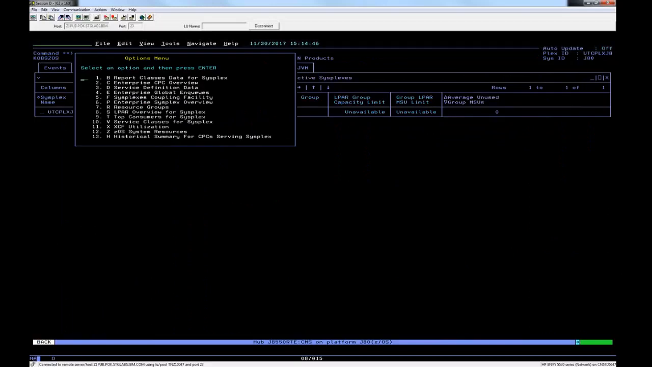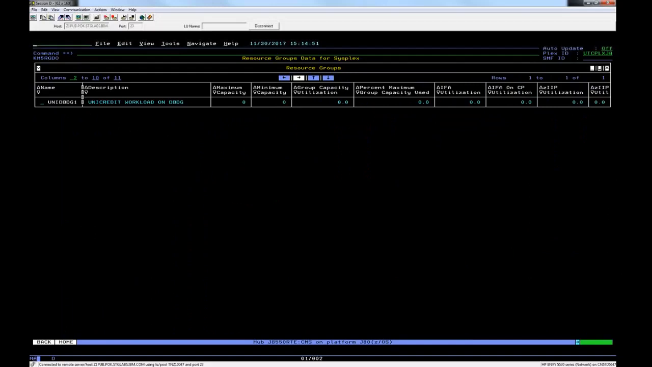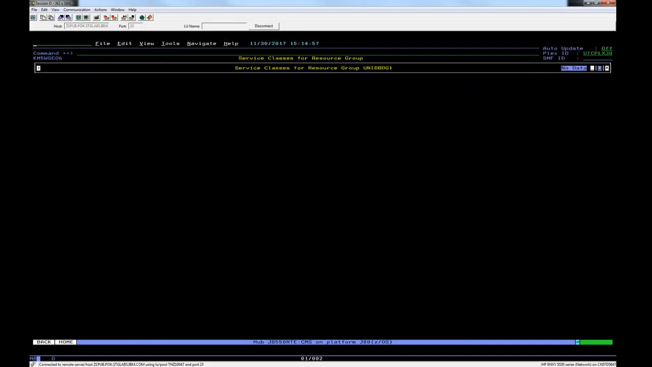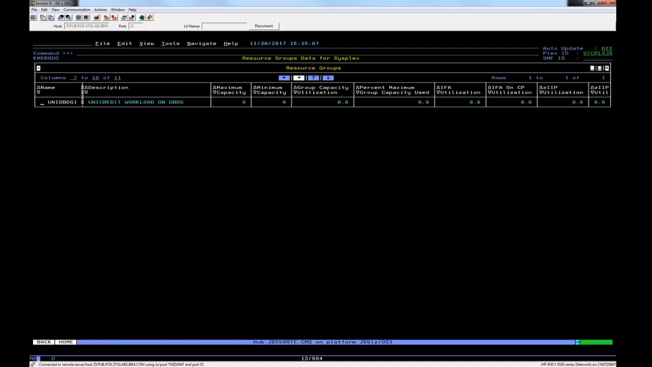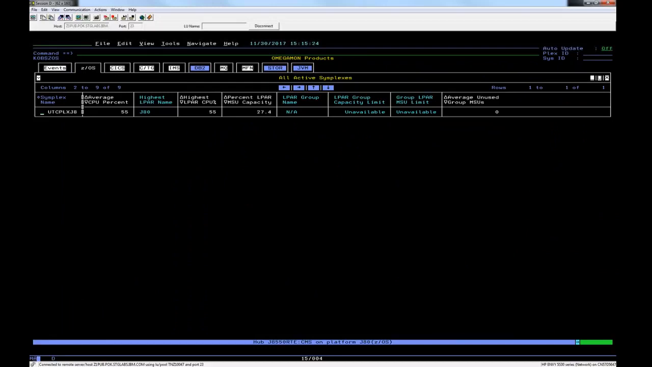Okay. Resource groups. You can look at resource groups and the service classes. If we select a resource group, I just happen to know that there aren't any service classes defined for this particular resource group. But if there were, you would see service classes, and then the capacity limits of the resource group, its current utilization, and also the specialty engine utilization within that resource group, and the maximum percentage used for the resource group.